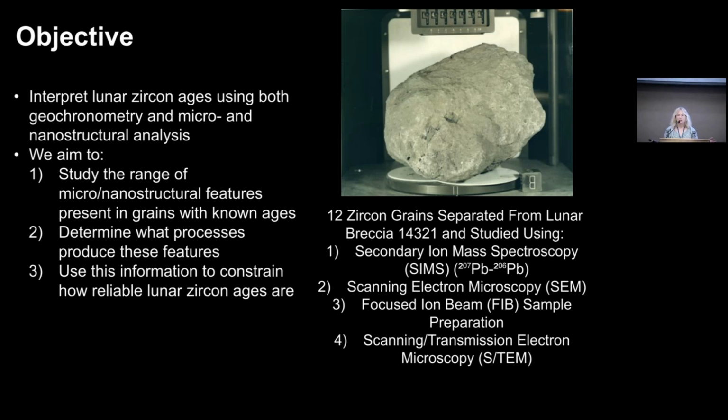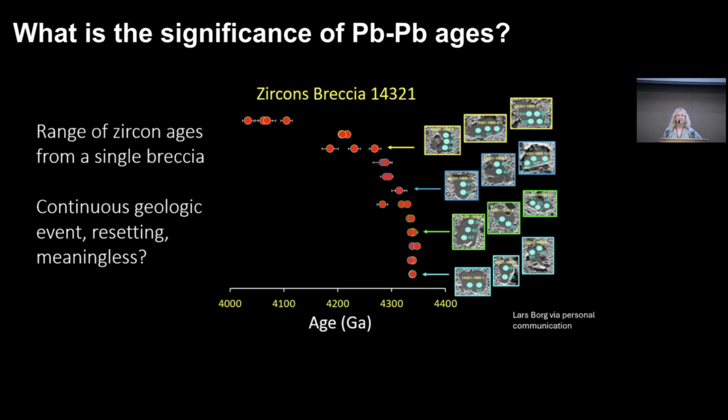Overall, what we're trying to understand is what are the range of nanostructures that we're seeing between the grains, but also between the FIB sections, what processes produce the features that we're seeing, and then how it all ties in and what that means for the ages. So when they obtained the lead ages on these 12 grains, as you can see from this plot that Lars Borg made, they span over 300 million years in age in total. And so the question is, are they representing some type of continuous geological event? Is there resetting going on? Are they meaningless? What's going on?